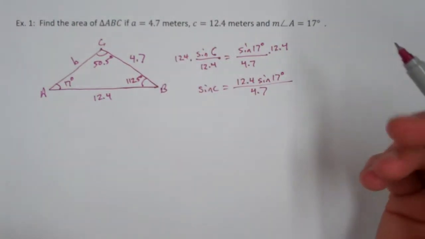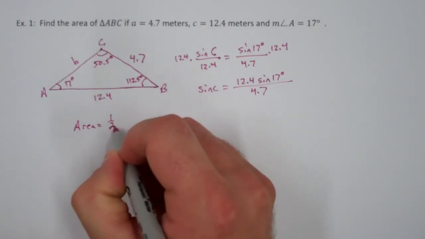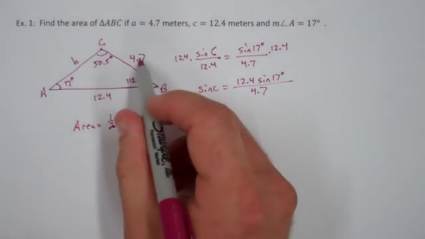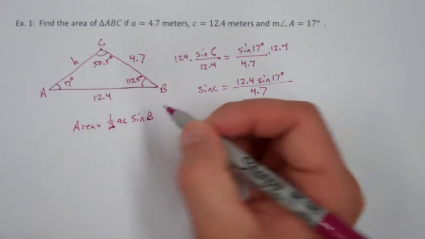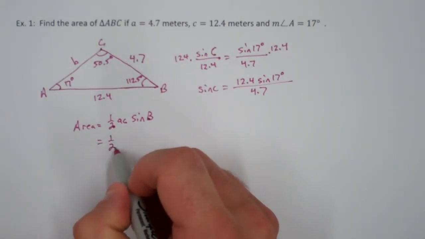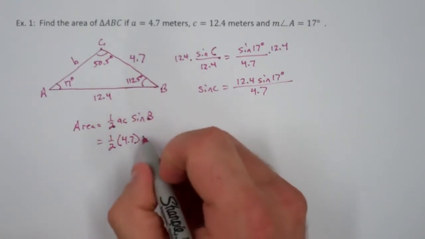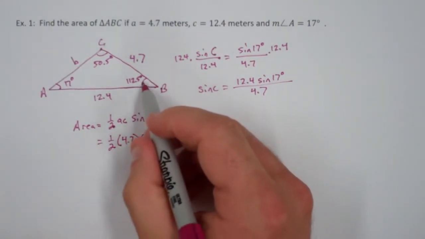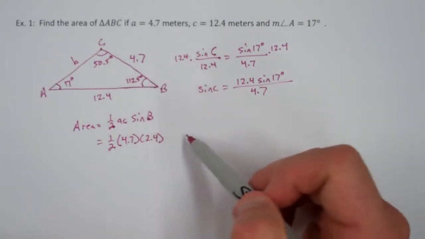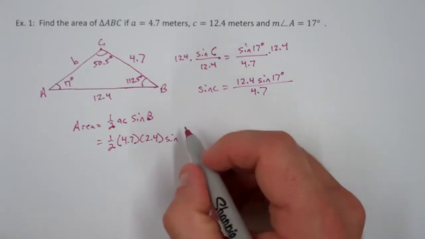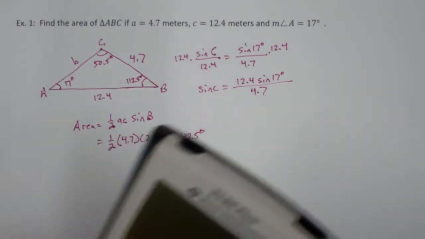And we can now set up the area as being 1/2. In this case it's a and c. So this will be ac sine of B. We'll take 1/2, multiply it by a, which is 4.7, 12.4 for c, and then the included angle. If you want to think about that, that's okay too. Just take two sides and the included angle, and you'll fill those in the formula. We can now type that in the calculator.